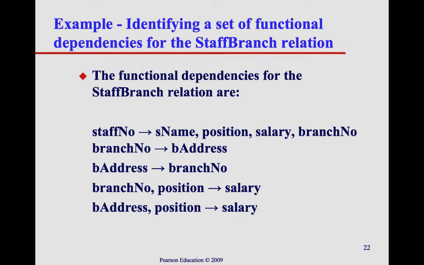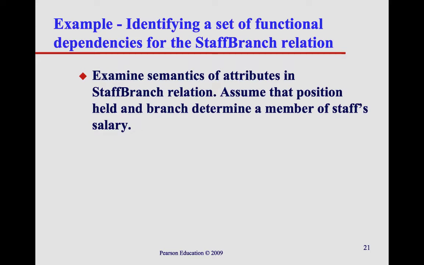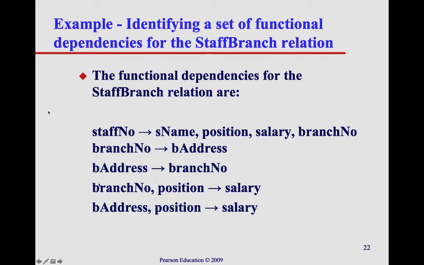The 4th and 5th ones come from here. Assume that the position and branch determine a staff member's salary. So branch number and position determine salary. But since the branch address also uniquely determines the branch, we also have that the branch address and the position determine the salary. Okay. It's that 5th one that got me. I forgot about the fact that the branch address, since it also uniquely determined the branch, was involved in a functional dependency.